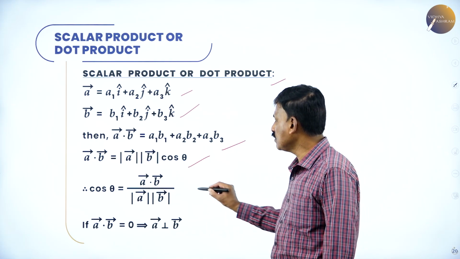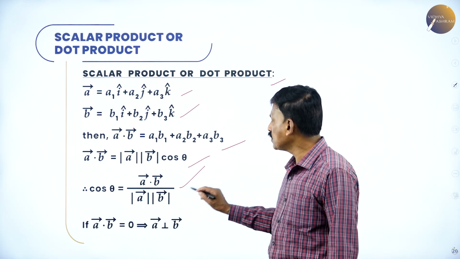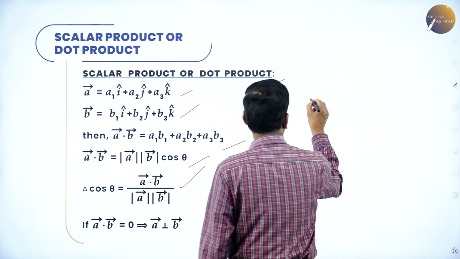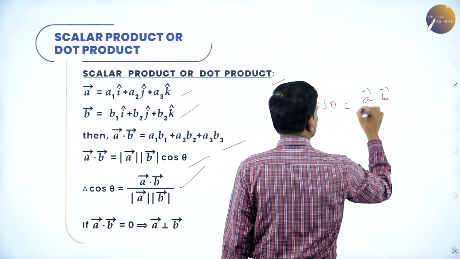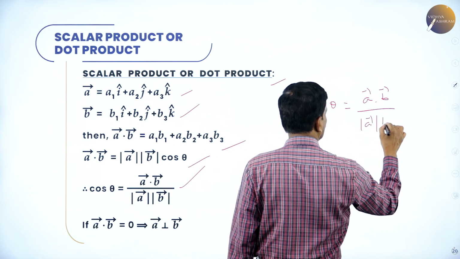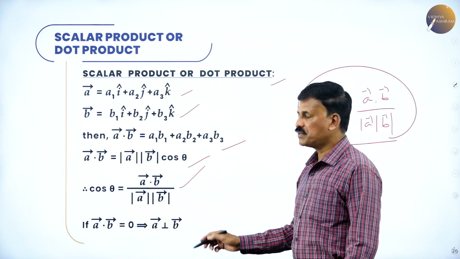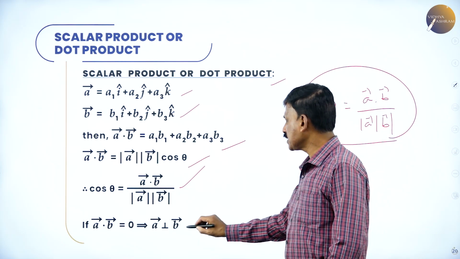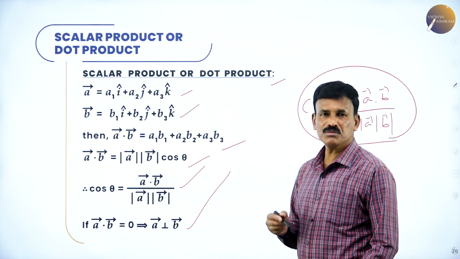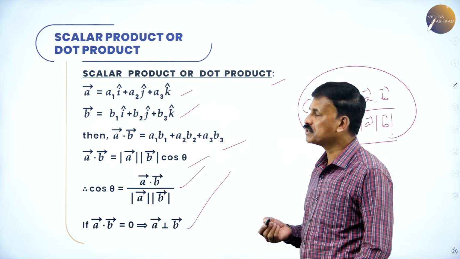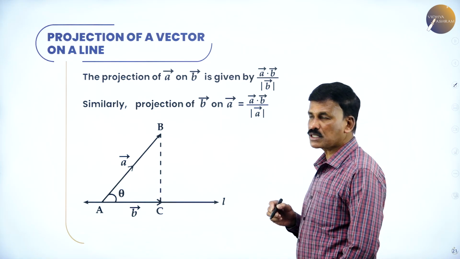So, to find the angle of intersection between the two vectors, we are going to make use of the formula: cos theta is equal to vector A dot B divided by length of A into length of B. This is the formula. Suppose A dot B is equal to 0, then vector A is perpendicular to vector B. If A dot B is equal to 0, vector A and vector B are perpendicular to each other. Now, by knowing this, let us know the projection.